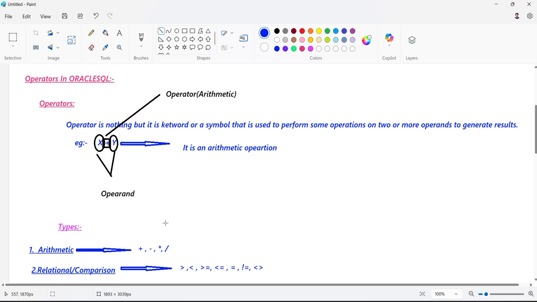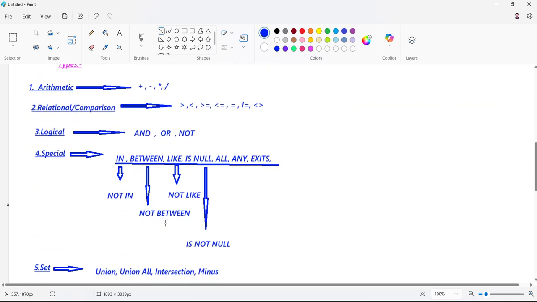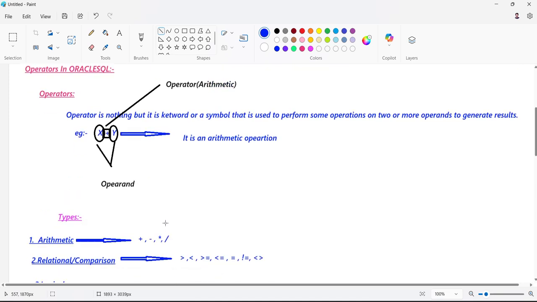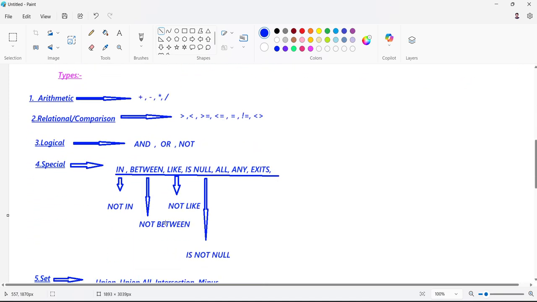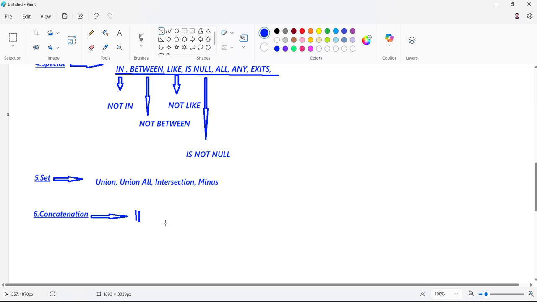So in this video we discussed Oracle SQL operators, operator definition and types of operators. So that is enough for today. In the next session we will discuss in more depth what is arithmetic operator, what is relational operator, what is logical operator, what is special type of operator, what is set operator, and what is concatenation operator.